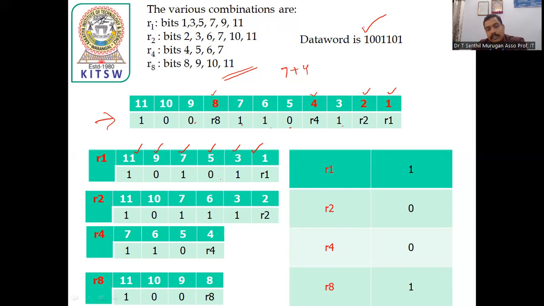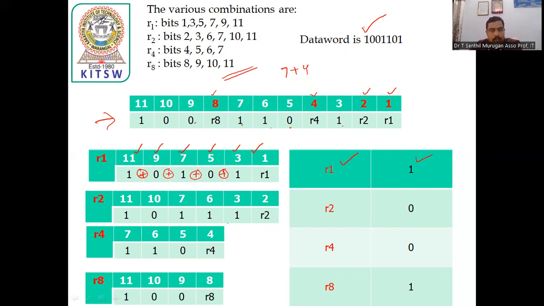If there is an odd number of ones, you can apply the XOR gate. How to apply the XOR gate? 1 XOR 0. After finding this result, we can perform this operation. After applying all the XOR values, we will get the value. What is the value we are getting? 1. So R1 equals 1.